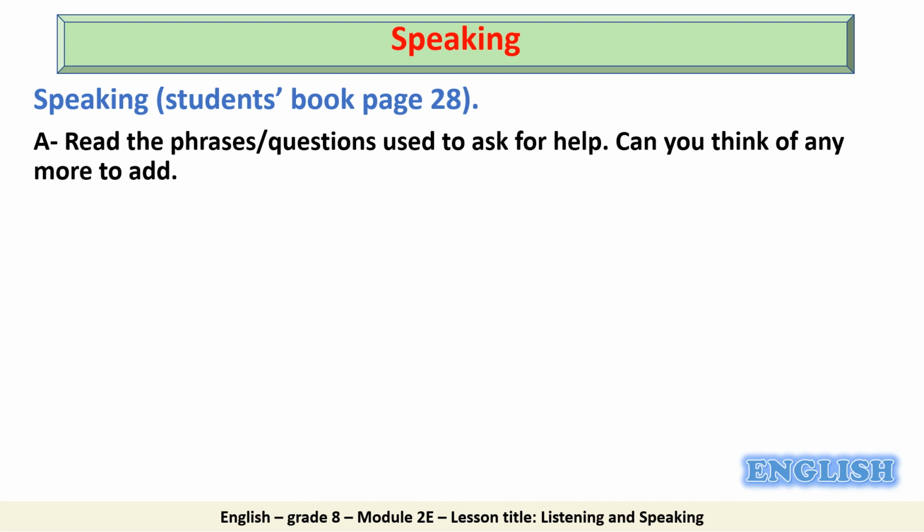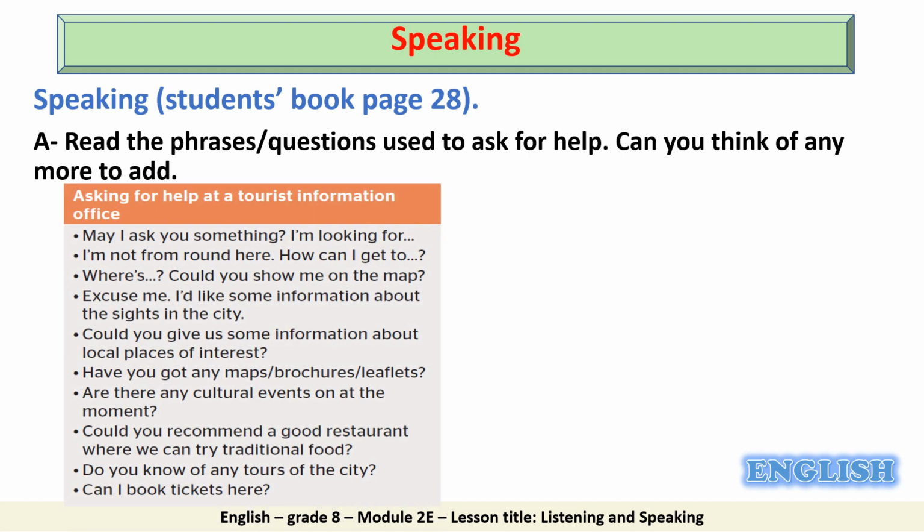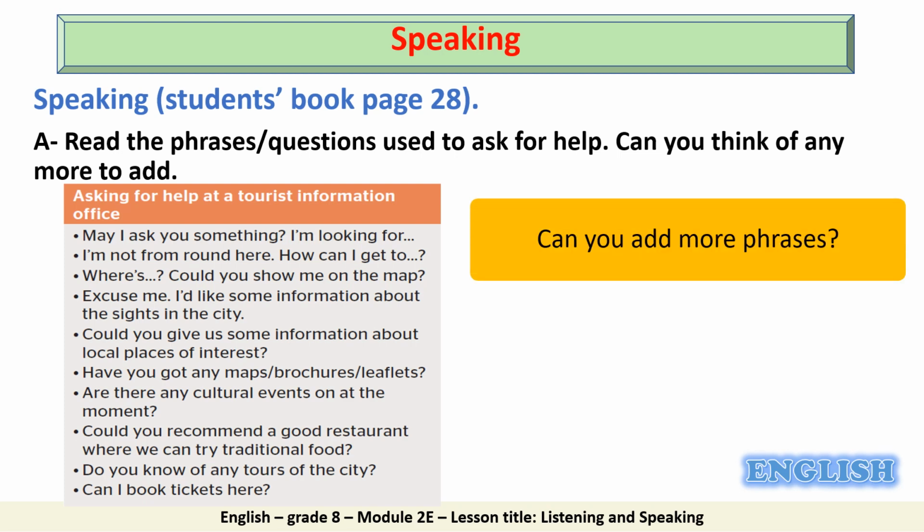So, what kind of questions or phrases can a tourist ask? I will give you 2 examples from this list. Question: can I book tickets here? And a phrase could be, excuse me, I'd like some information about the sites in the city. Now, what about you? Can you add more phrases or even questions?